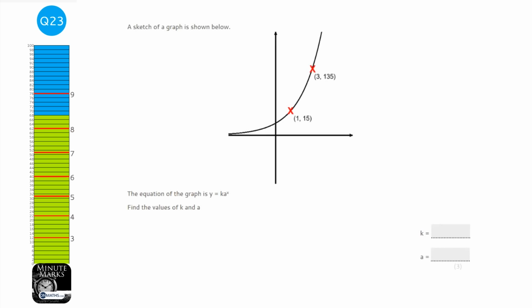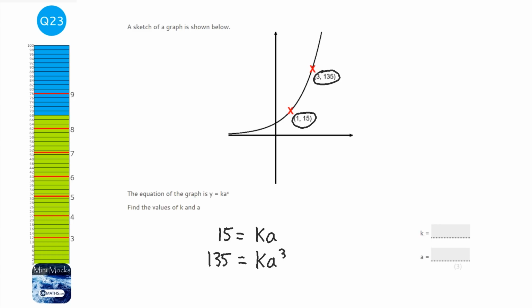Okay, so we've got an exponential graph. The reason we know that is because it's to the power of x, and we're given 2 points on it. So the way I'd start this question is to just look at this point here and substitute in the values. So we've got 15 equals ka, right, to the power of 1, which is just a. Then underneath it, I'm going to write this one here. So it's 135 equals ka to the power of 3.